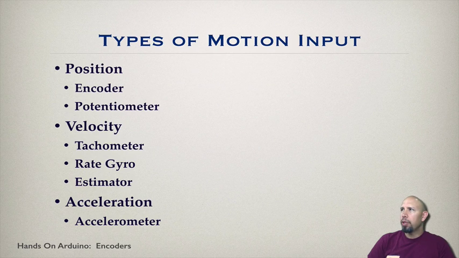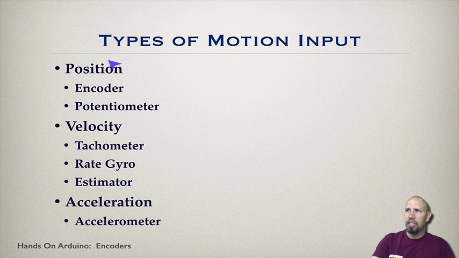So when it comes to inputting motion, there's actually a number of different kinds of motion we could input. We could input position, and the common inputs for those are either encoders or potentiometers. Okay, so that's position information. We can input velocity information. And for that, if we have rotational things, we can use a tachometer. Otherwise, we can use something called a rate gyro. These rate gyros can be used for obtaining velocity information. Or we can use something called an estimator.